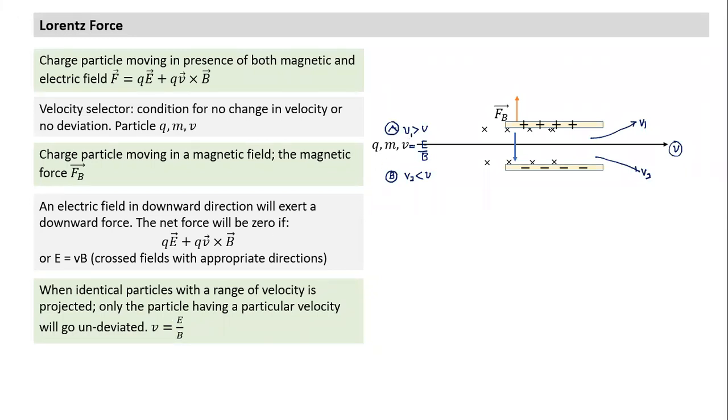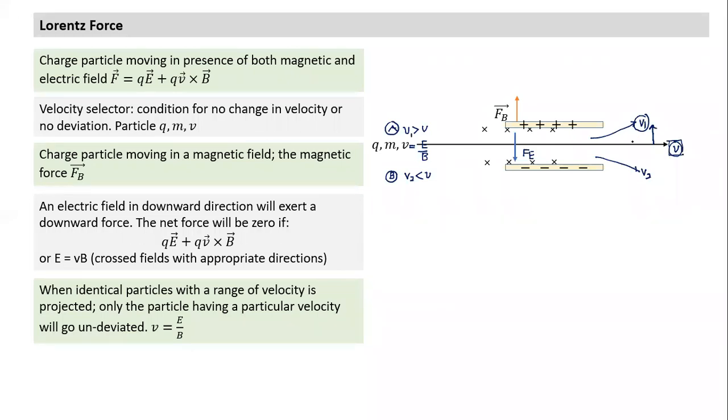When particle A reaches here, will it reach with the same velocity or a different velocity? Will it increase or decrease? This particle has displacement opposite to the direction of electric force. So what work has the electric force done? Electric force will do work only when there's a displacement in the vertical direction. In the horizontal direction, it will not do any work. So for this particle, no work has been done by the electric force. It will come with unchanged velocity, undeviated.